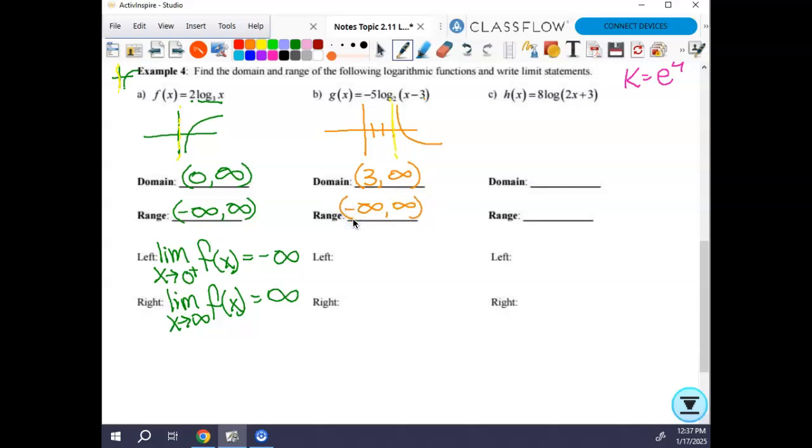Then go ahead and write out your limit statements. For the left one, it's the limit as x approaches what? 3 from the right. Very good. Any questions at all? All right.